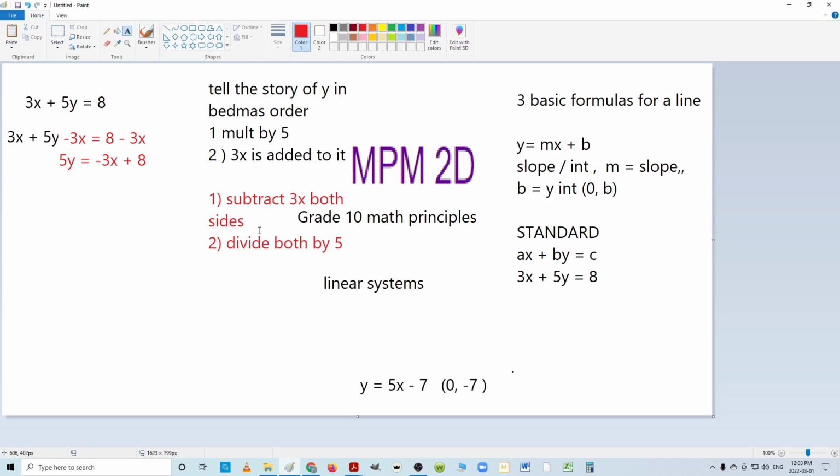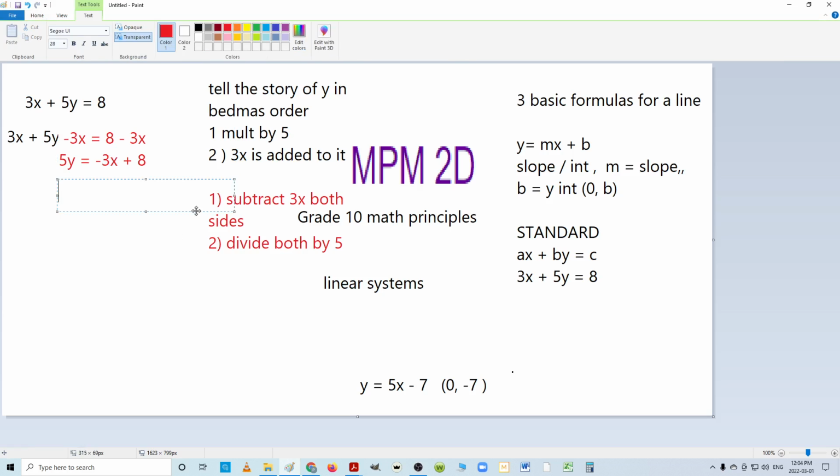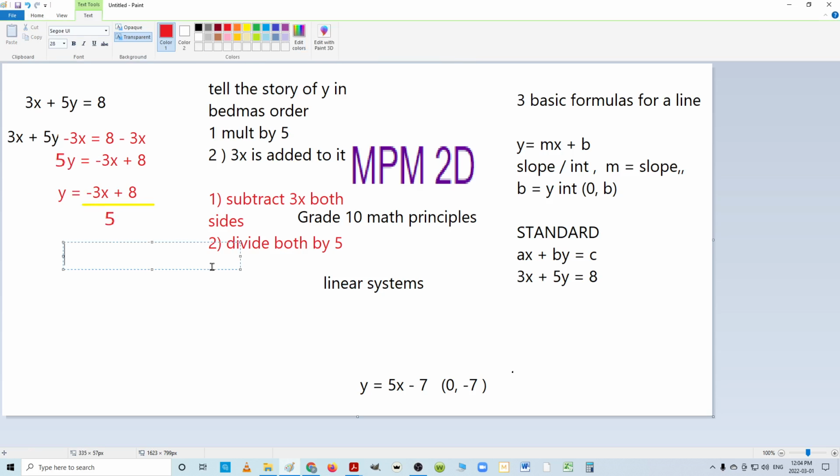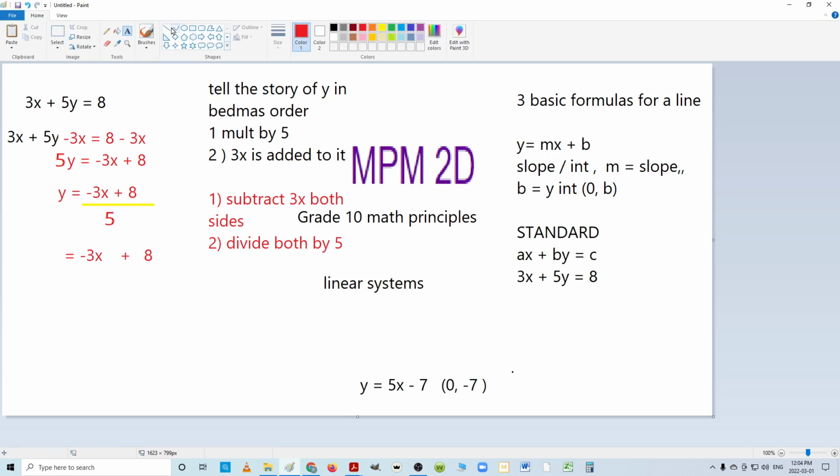Now I got to follow step 2, which is divide both sides by 5. On the left side, when I divide it by 5, that 5 disappears. And on the right side, you get this weird thing like this. And here's where practicing your fractions helps. So I'm dividing both sides by 5. When you have fractions like this, you're allowed to rewrite it like this. Minus 3x over here, plus 8 over here. And then I'm going to just use the same division line under both of them, like that.